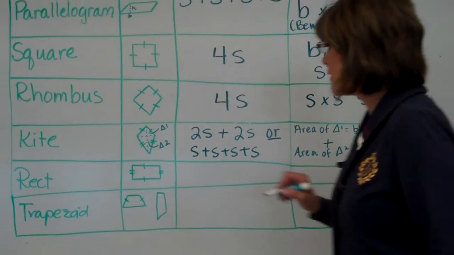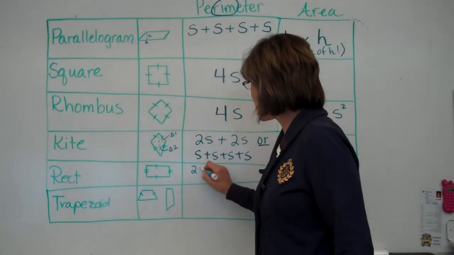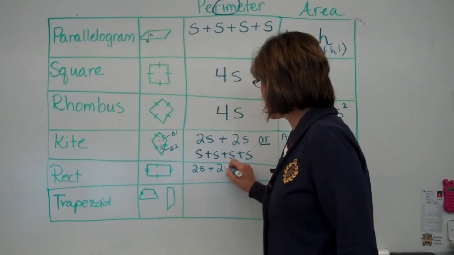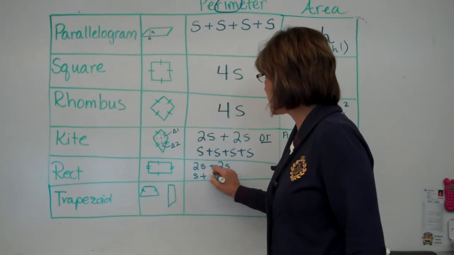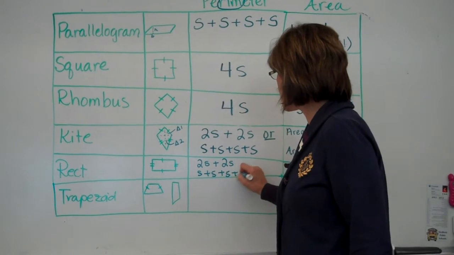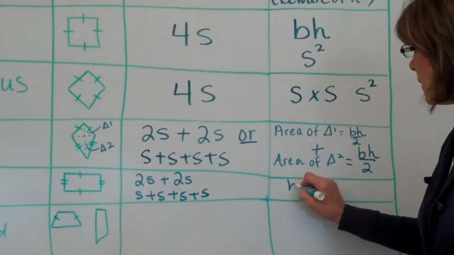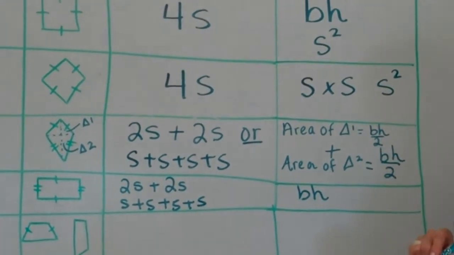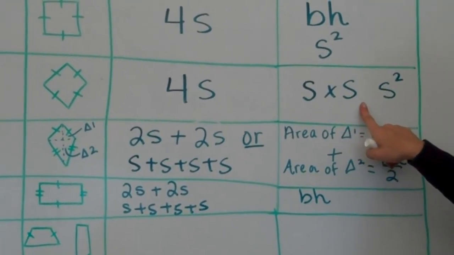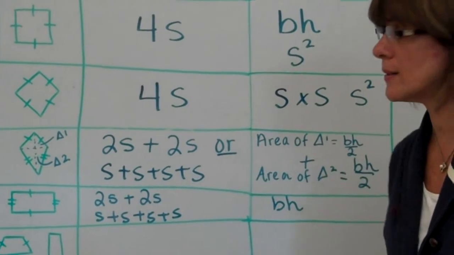Okay, rectangle is, again, 2 of the same sides plus 2 of the same sides. Side plus side plus side plus side. The area is easy again. Base times height. You can't do s squared because they're different measurements.